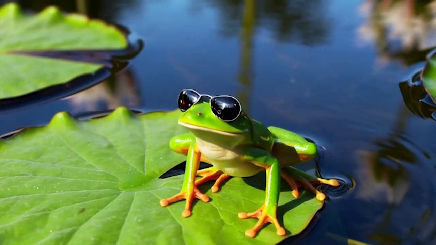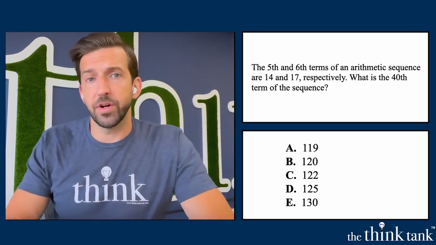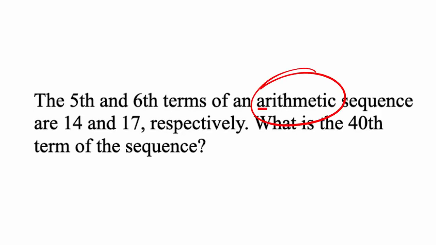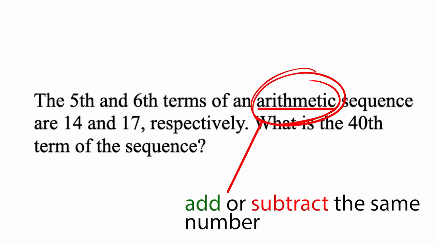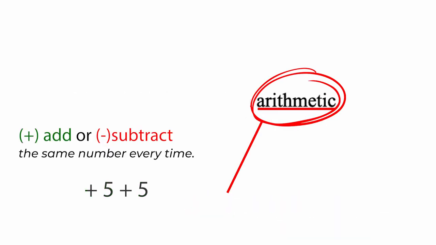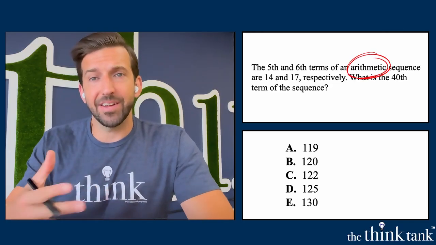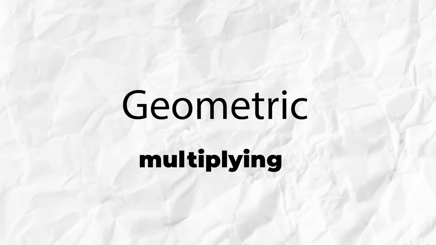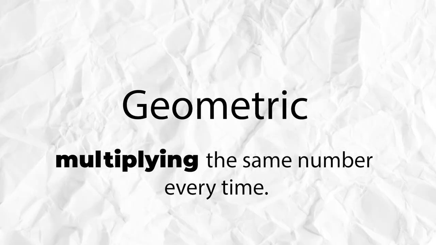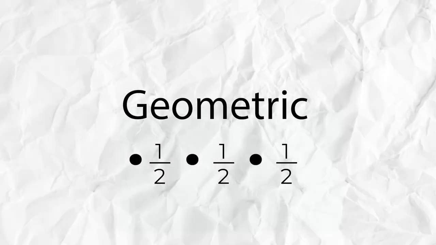Let's go. All right, so there's two types of sequences that you need to know on the ACT and the SAT. Those two types of sequences are arithmetic, which means you're going to add or subtract the same number every time. So plus 5, plus 5, plus 5, plus 5, for example. That's one type, where you're adding or subtracting the same number every time. Or geometric, where you're multiplying the same number every time. So times a half, times a half, times a half, for example.